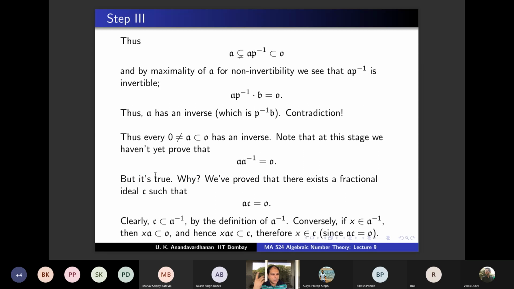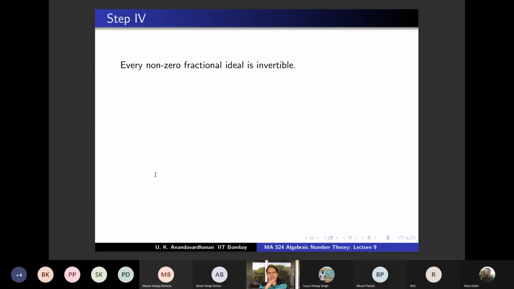So what Manav said at the start, that the inverse should be A inverse, is now fully proved, but we have proved it in a roundabout way. By reducing it to the maximal case, we said there exists an inverse, and having shown the existence of an inverse, we showed that that inverse has to be A inverse. So it's done in a roundabout way. Now step 4 is that every non-zero fractional ideal is invertible.